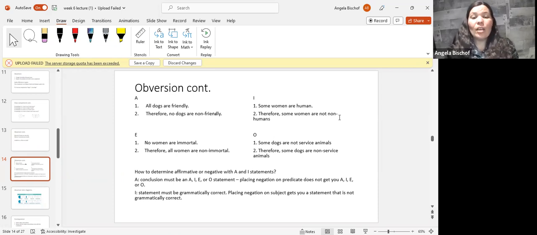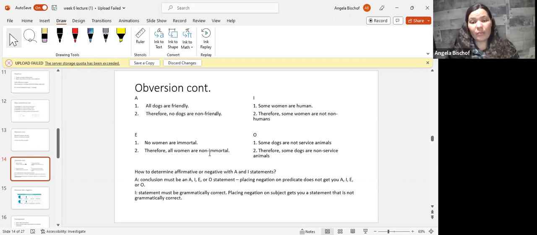All right, E statement, no women are immortal. I have no, so I know I'm going to change that to all. And then I have immortal, so I'm going to end up with this class complement non-immortal. And that's another weird one too, right? Because with non-immortal, you think, why can't I just write mortal? It's always best to play it safe. So just slap that non in front of that predicate term and then move on. Ignore the semantics. So we go from no women are immortal to therefore all women are non-immortal.